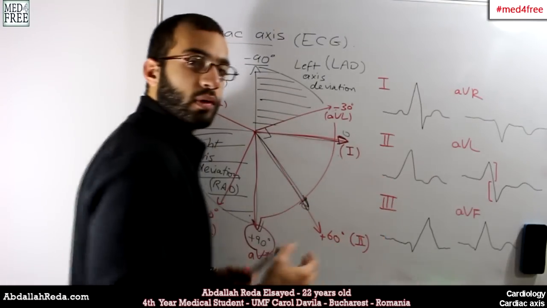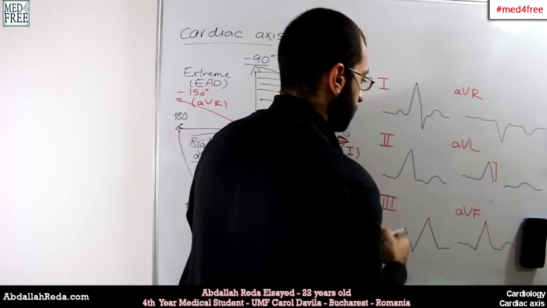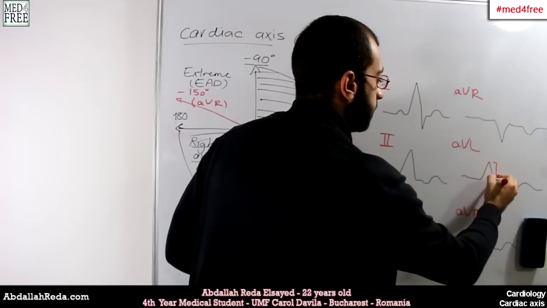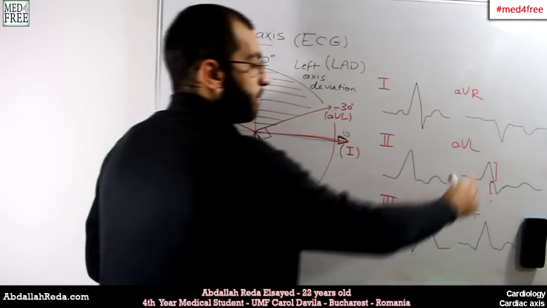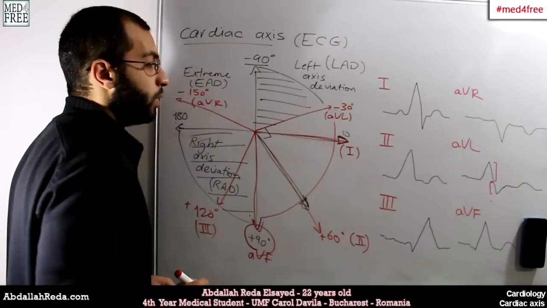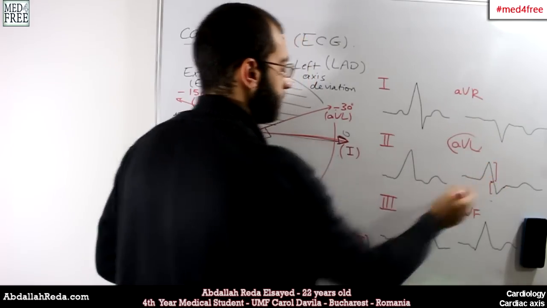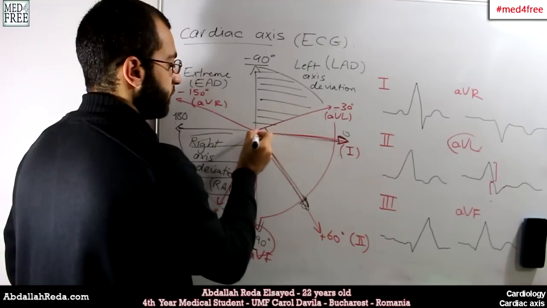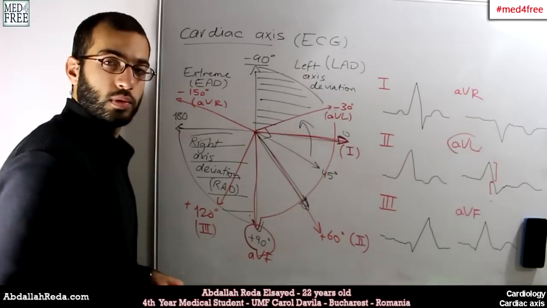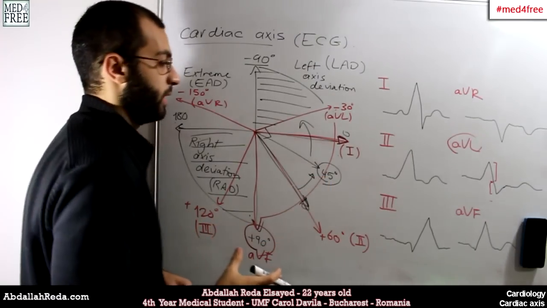What if there's no equiphasic lead? You look at the most equiphasic lead. For example, if AVL looks something like this. Well, it's kind of equiphasic, not pretty much, but if the positive is more than the negative in the nearly equiphasic lead, what you do is move this vector closer to your lead. So we have AVL here, and the positive is a bit more than the negative, so you move the vector, let's say 15 degrees. So you go from 15 degrees, you get 45 degrees, and that will be your estimated cardiac vector.